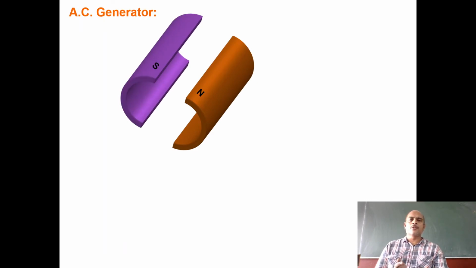All these losses which we get in the transformer reduce the efficiency of the transformer. So the first topic was the LC oscillator, the second topic was the transformer. Now what is the third topic? The third topic is the AC generator.